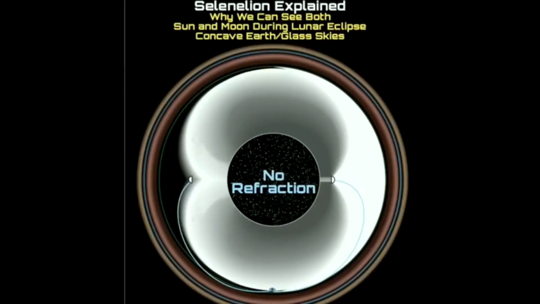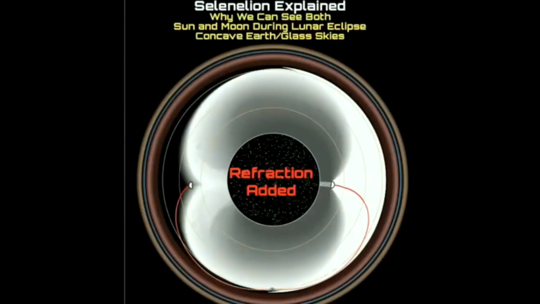Okay, now if I turn on the refraction, you will see that this bottom portion gets smaller than the top portion, like that. So we're getting this lift. That is why we see the sun before actual sunrise. And we actually have sunset before the sun goes down. That is why this is happening, because of the glass concentric layers in the sky that are lifting the sun and the moon. And so this is the only reason why the selenelion can work. It's within the concave Earth, within the glass skies, and the bending light and the refraction involved.